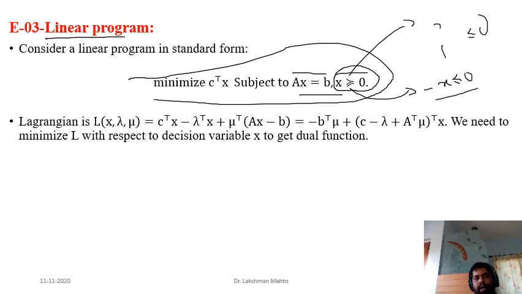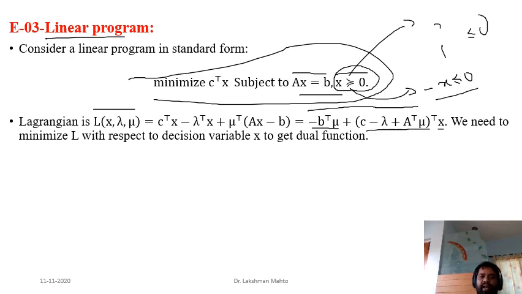So if you multiply lambda with this inequality constraint, we are getting here C transpose X minus lambda transpose X plus mu transpose (B minus AX). To get your Lagrange dual function, you have to minimize this Lagrangian with respect to X. So segregate all the coefficients of X together. These are the coefficients of X, and this is the term which is independent of X. So we need to minimize. It is what kind of function? It is a linear function in X.